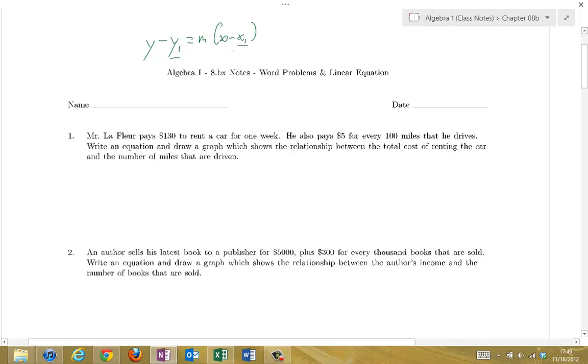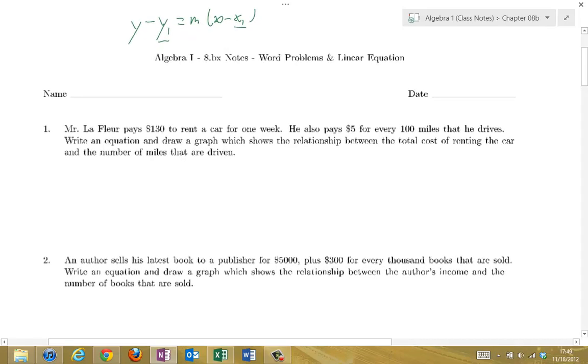Okay, let's start with these word problems, though. Mr. LaFleur pays $130 to rent a car for 1 week. He also pays $5 for every 100 miles that he drives. Write an equation and draw a graph that shows the relationship between total cost of renting the car and the number of miles that are driven.